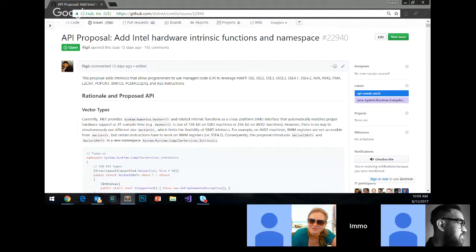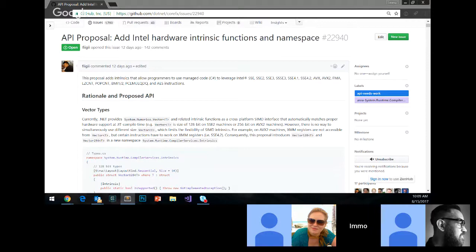So we are proposing a new namespace, System.Runtime.CompilerServices.Intrinsics, for exposing types that would correspond to the underlying hardware registers. In this case, we are proposing Vector128, which would correspond to XMM registers on Intel architecture, Vector256 for YMM registers. And we are saying that those types don't have to be hardware specific or vendor specific, because if you have ARM, they can have one of these vectors representing the Q register, for example.